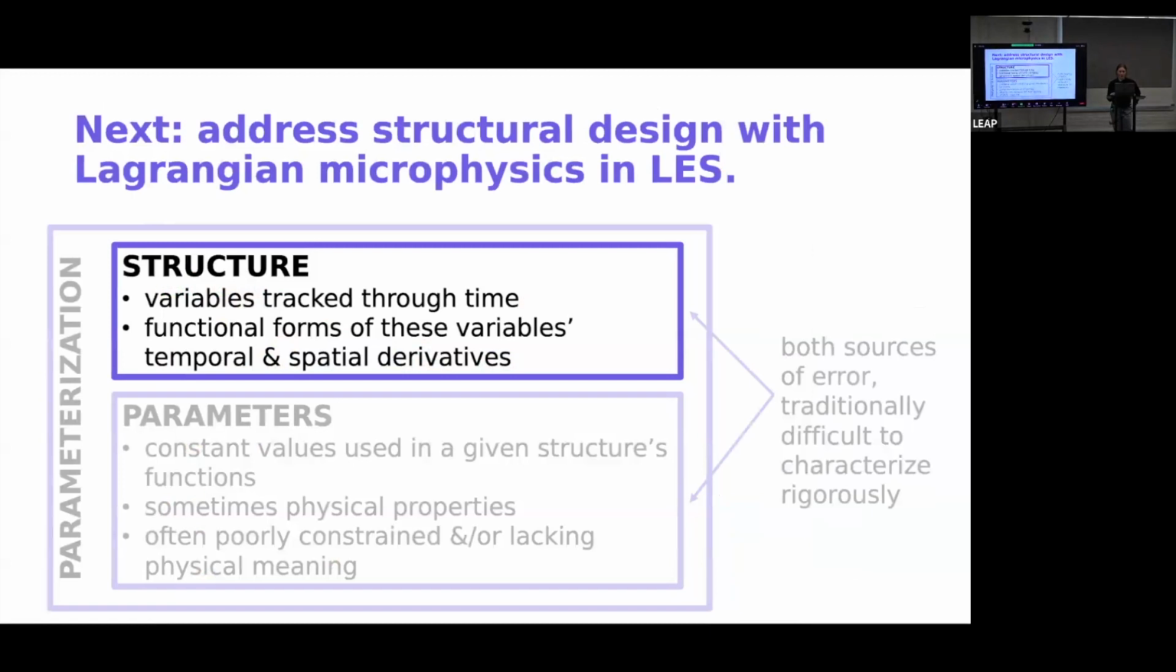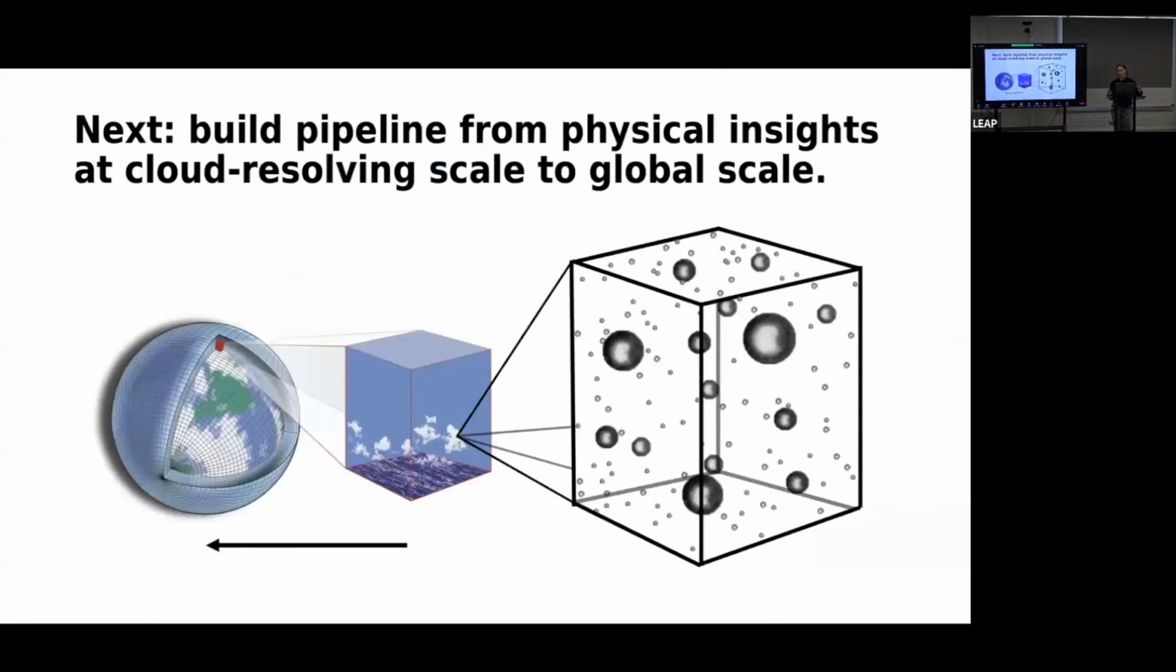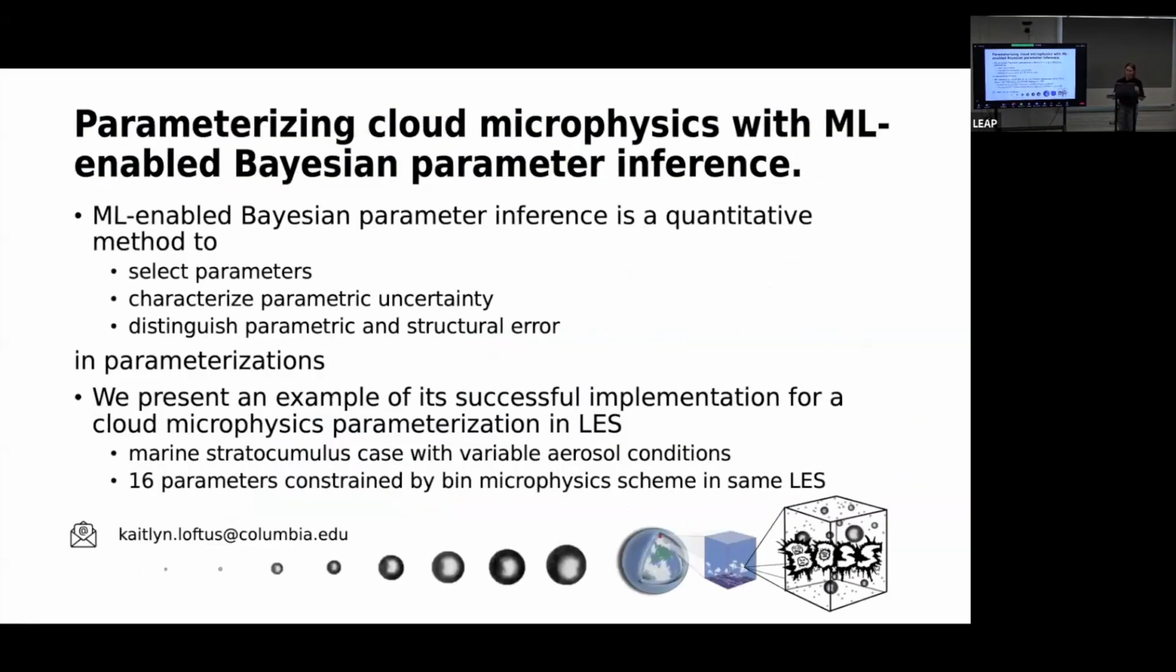The other path that we're going to look at is to address this structural component, staying in the LES framework or the cloud resolving framework that I mainly presented on, but using Lagrangian microphysics, which are a more realistic picture of microphysics than the bin scheme that I was showing before. And then finally, we want to bring these two elements together to build a pipeline from the physical insights we can get at a cloud resolving scale and bring them to the global scale. And with that, I'll wrap up. I'll just summarize the main chunk of the talk.